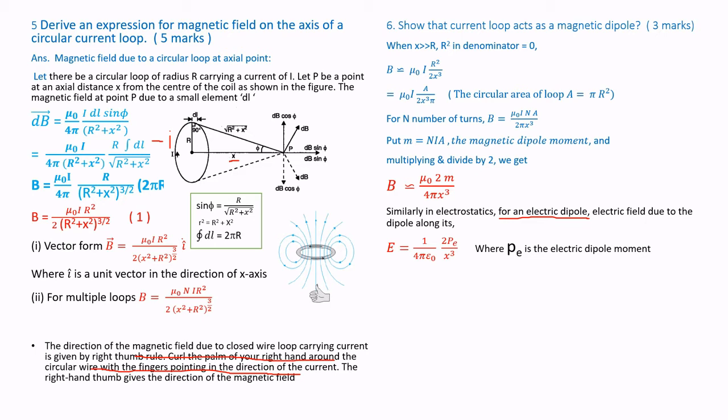We have to compare, where P is the electric dipole and M is the magnetic dipole moment. Therefore, this shows that a current carrying circular loop is equivalent to a magnetic dipole.